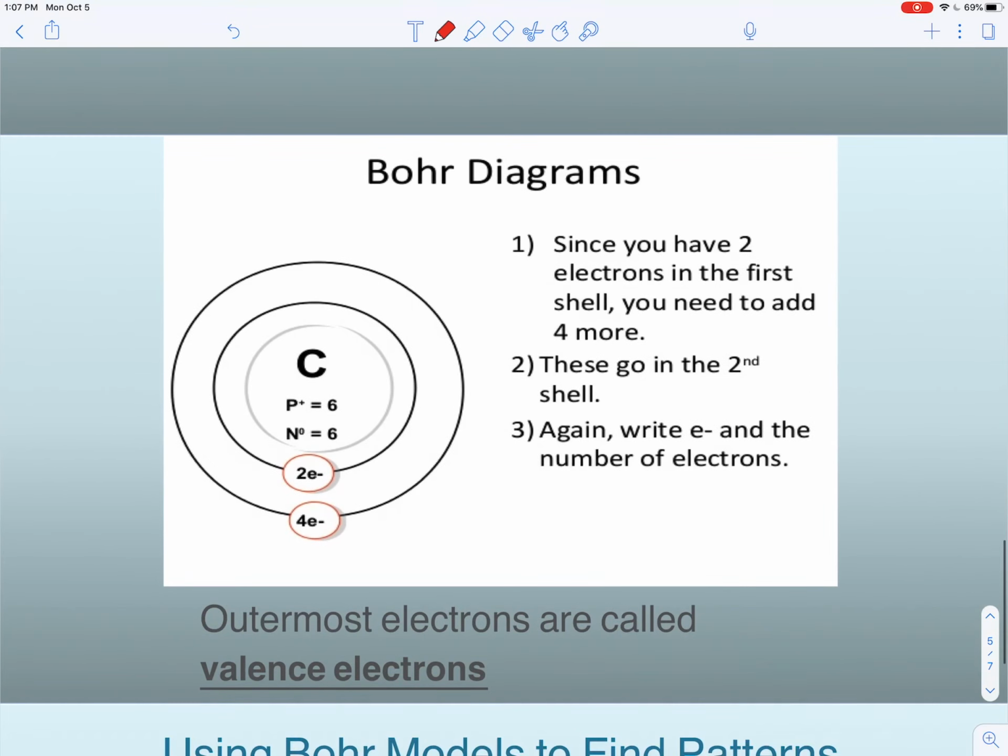So let's look over this Bohr diagram again. Since you have 2 electrons in the first shell, we're going to need 4 more. These go in the second shell, as you can see here. This is another way of representing it. Eventually, this is going to be a lot easier to just draw your electrons like this, instead of doing individual dots.